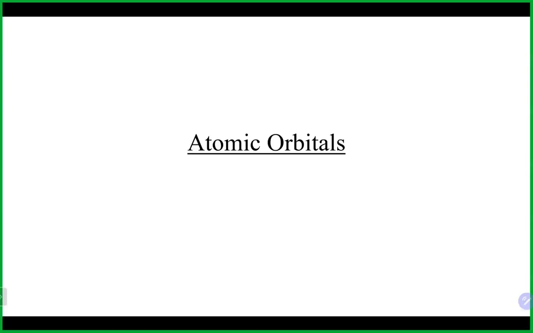So then let's talk about the atomic orbitals, which are the probability maps of finding electrons. Let's just start with, first off, the basics of orbitals. And the basics of orbitals are this.